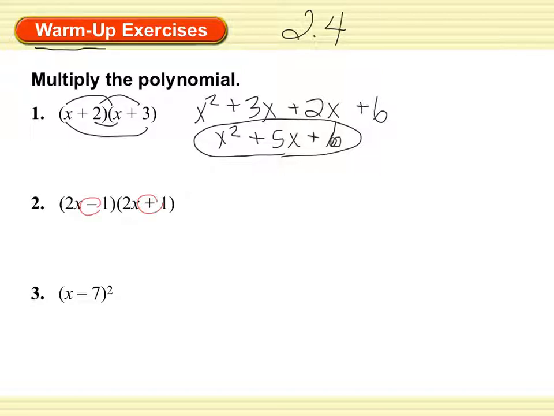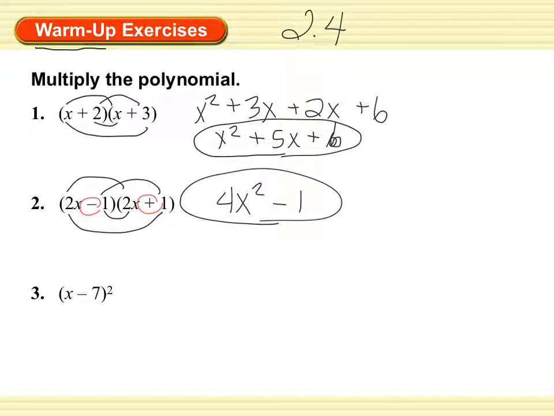Another binomial. Here I have the same binomial but with a positive and a negative. This is going to give me the difference of two squares. So first is 4x squared. Outer is positive 2x, inner is negative 2x, which is going to cancel out. Then last is minus 1. That is the difference of perfect squares.